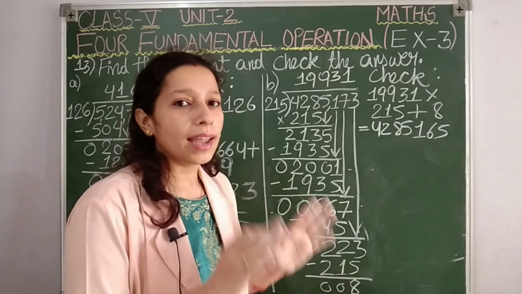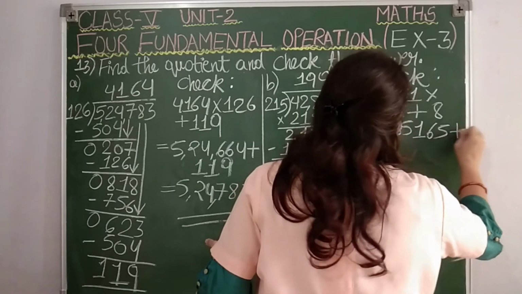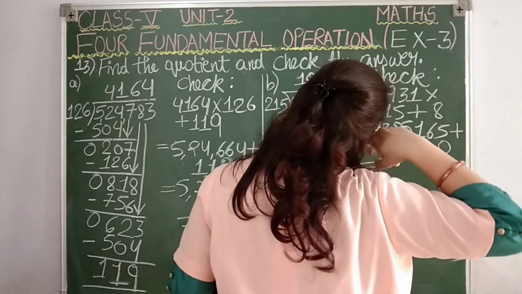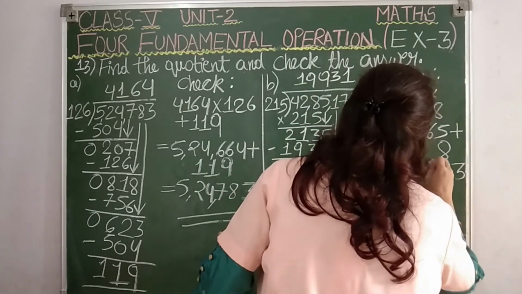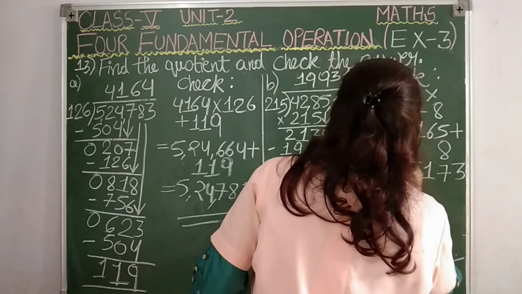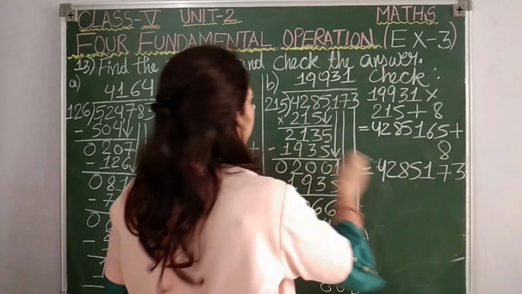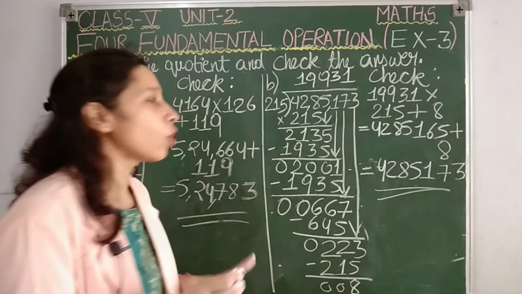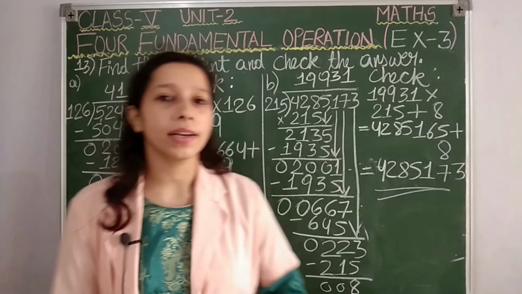So take your time, do it patiently. Okay, then only you are going to get the correct answer, plus the remainder, that is 8. So let us add. So 5 plus 8 will give us 13, 1 carry over, 6 plus 1, 7. Just copy rest of the digits. Now let us match it. 4285, 4285, 173, 173. That means this division is also perfect. Clear students? So this was question 13, point A and B.